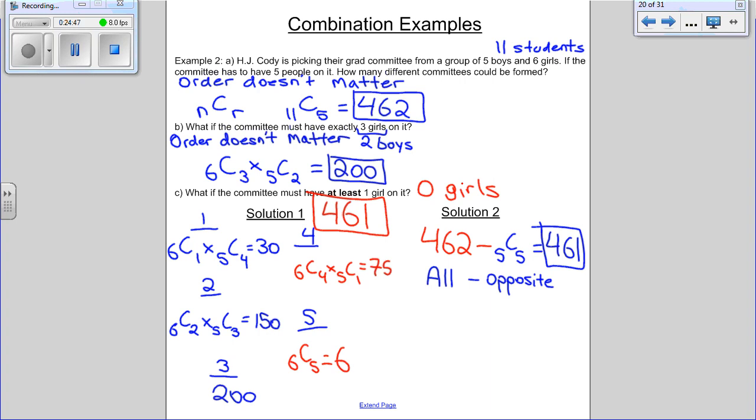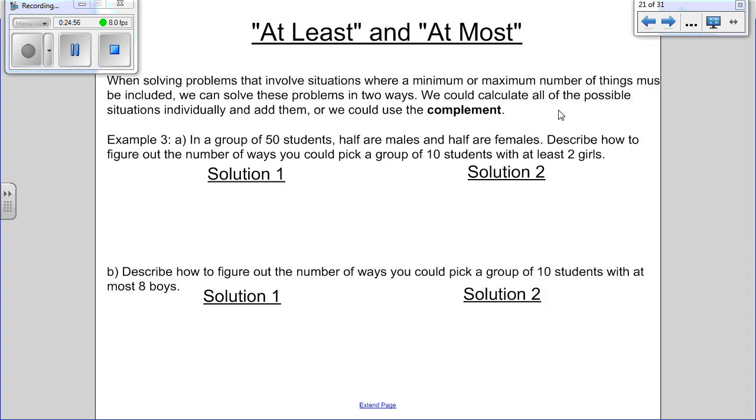All right. At least is the one situation we just saw. At most is another situation. When you see that, what you want to do is use the complement. That's what that page is telling you. The complement is the opposite situation.